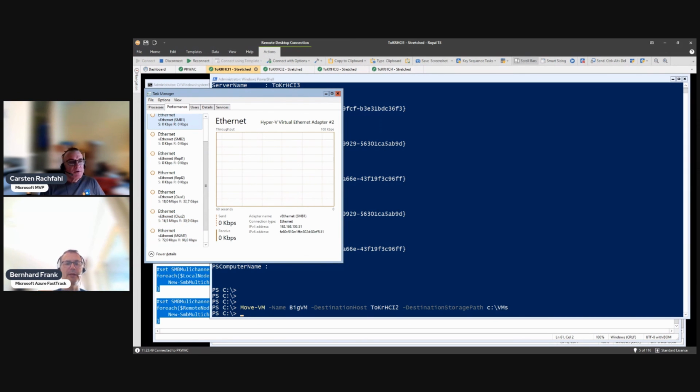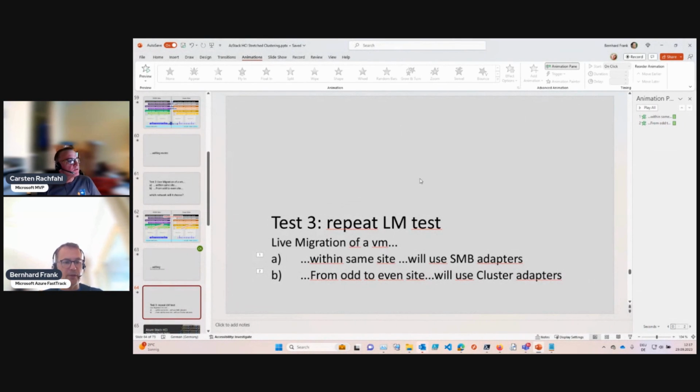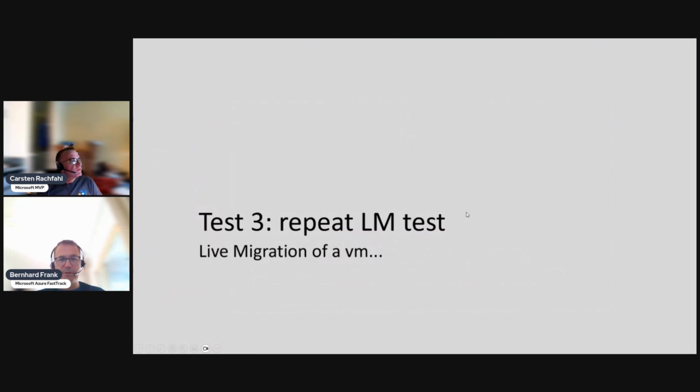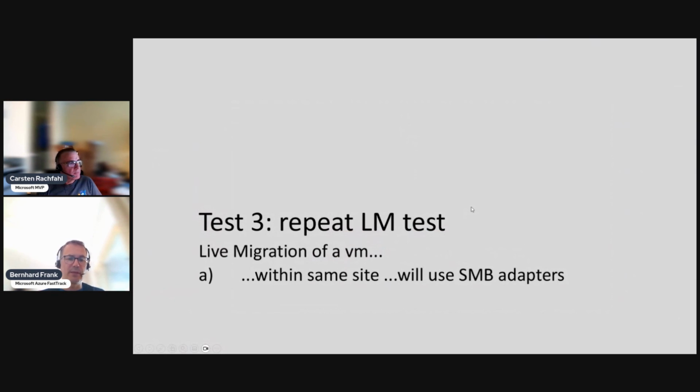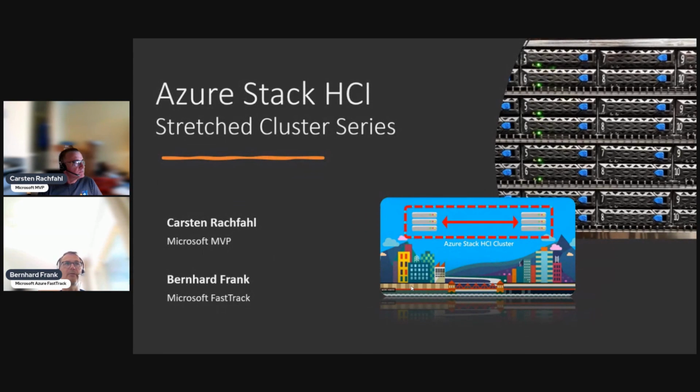Okay, cool. Then if you could switch back to my screen, we'll do the summary. If we do the live migration of a virtual machine within the same site, it will use the SMB adapters now. And if we do it from odd to even site or even to odd, it will use the cluster adapters, and no longer the replication adapters, which is what we wanted. So that's, I think, the conclusion of the routing video.